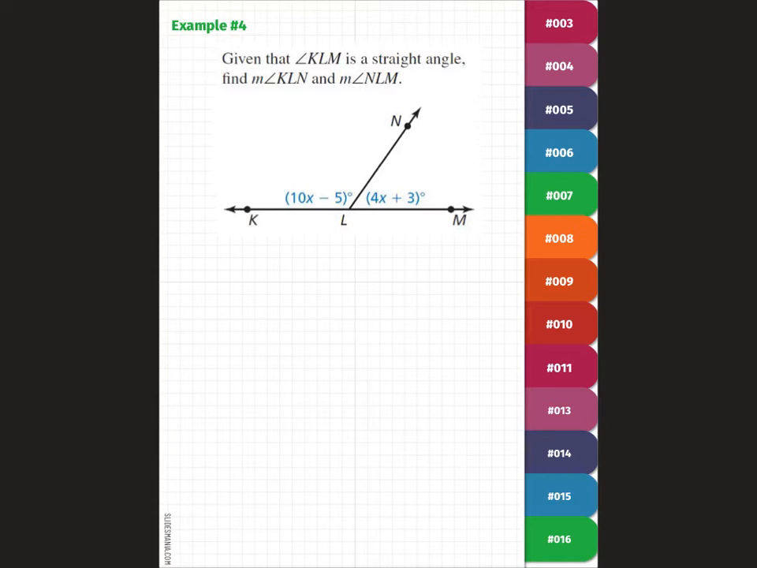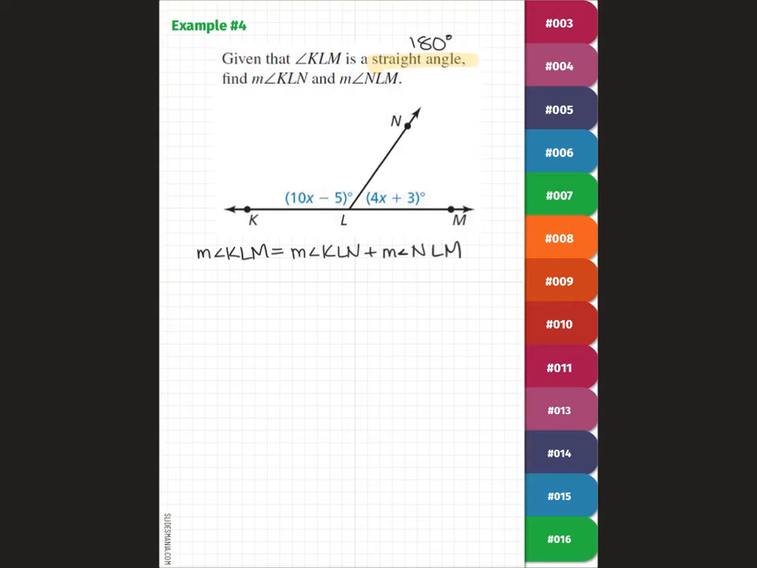So one thing that they tell me is that, given that angle KLM is a straight angle, then that means that its measure is 180 degrees. So I need to find the measure of angle KLN and the measure of angle NLM. So the angle addition postulate tells us that the measure of angle KLM is equal to the measure of angle KLN plus the measure of angle NLM.